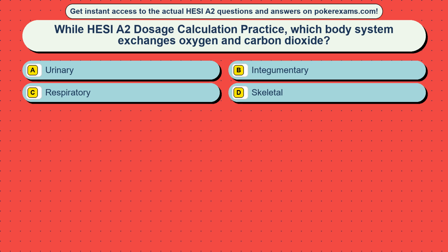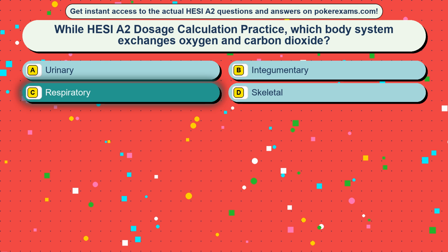Question 7. While HESI A2 dosage calculation practice, which body system exchanges oxygen and carbon dioxide? Option A, urinary. Option B, integumentary. Option C, respiratory. Option D, skeletal. The correct answer is option C, respiratory.